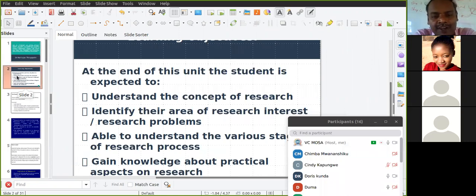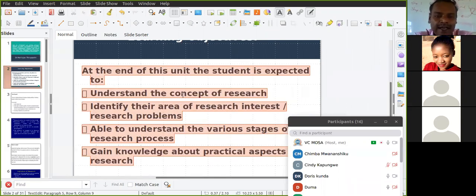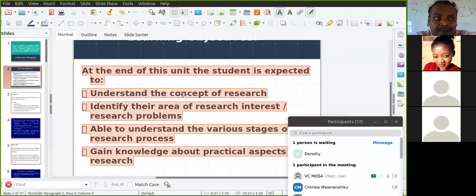And the learning objectives for this unit, what I am expecting from you from today's class. At the end of this class or end of this unit, you need to understand the concept of research. What is research? You should understand the basic idea behind the research. To understand the concept of research, then you will be able to identify your area of research interest or research problems. Based on that understanding, you need to identify your area of research interest, or you can say research problems.